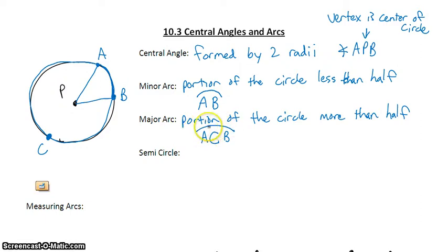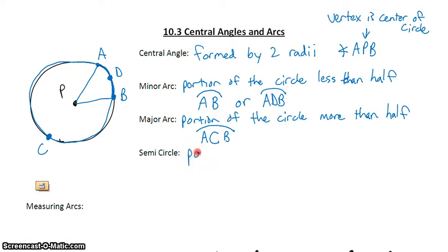Notice that the major arc has 3 letters when we name it. A minor arc can have 3 letters. If there was a point D there, minor arc AB could be written as minor arc ADB. A major arc has to have 3 letters. A minor arc can have either 2 or 3.